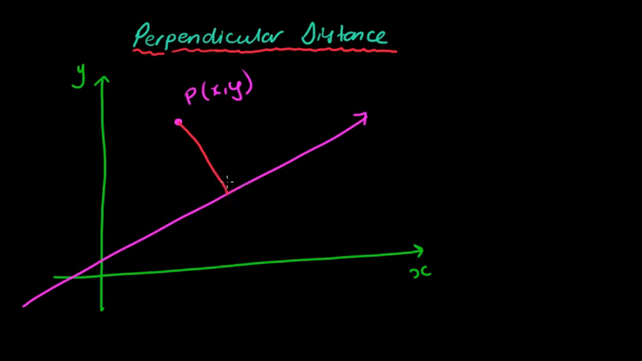So what does perpendicular mean? Hopefully remember that perpendicular means it meets at a right angle. So it's kind of looking for this distance here from the point to that particular straight line.